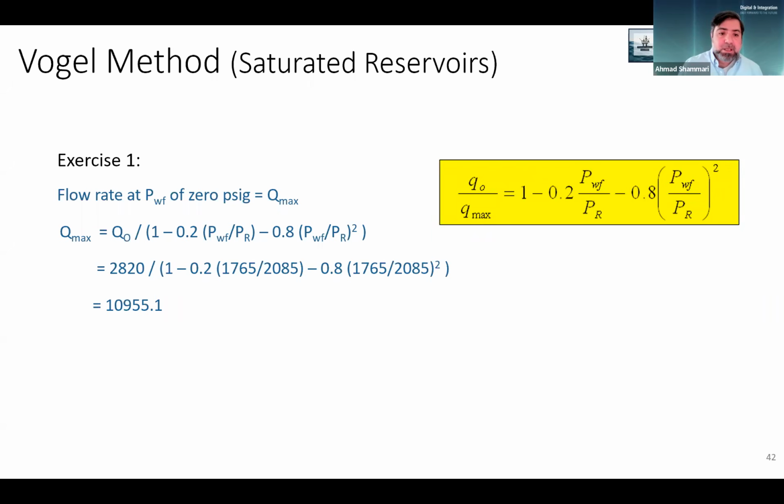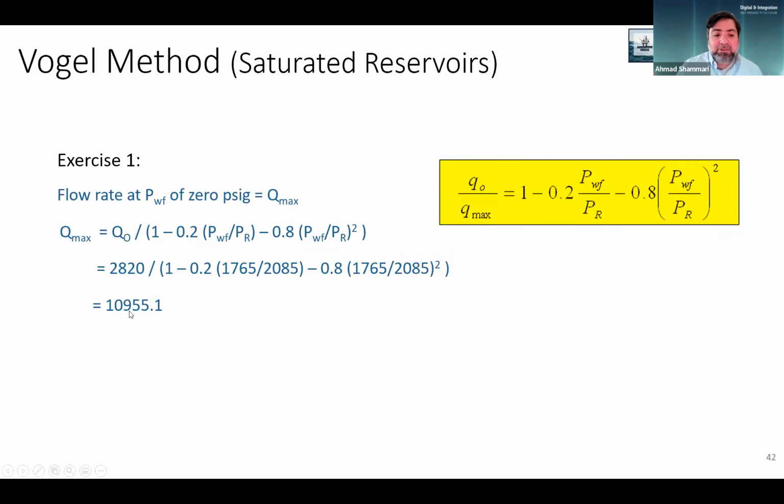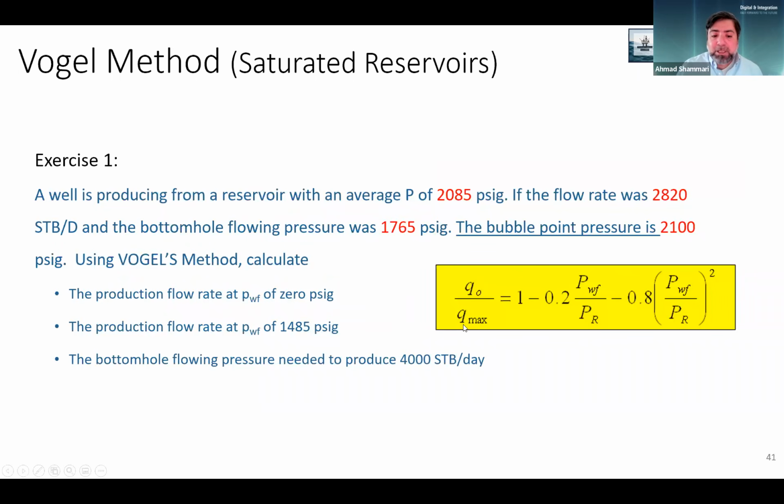Clear? So now going back to the second question, I'll not solve this because you will need to solve it later on. I'm asking you to calculate the production flow rate at PWF of 1485. Now, how do I do that? Simple. Again, I have Qmax now, which is 10955. And because I want the flow rate at this flow bottom pressure, I have Qmax, I put PWF here, and then that's it. Direct calculation, I get QO.